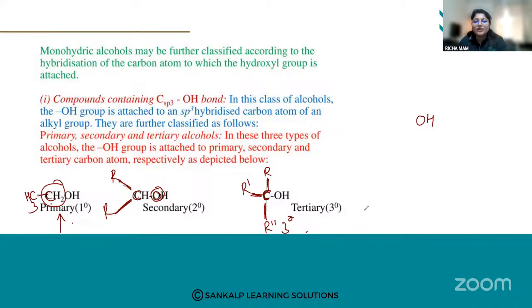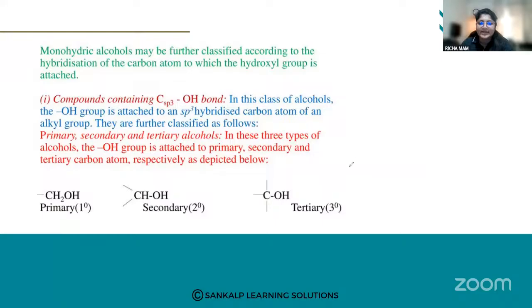Your alcohol where the OH group is attached to an sp3 hybridized carbon. This carbon is sp3 hybridized. sp3 means the carbon is singly bonded, right? So based on that, they are further classified as primary, secondary, and tertiary.